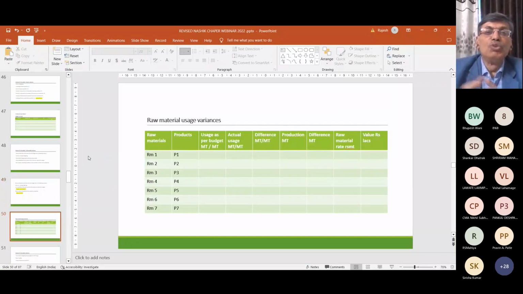Then the raw material usage budget. Here, the actual usage will be compared against the usage as provided in the budget. The difference will be worked out. And for the given product, what is the total difference which has come up, then with the raw material rate, its value will be arrived at.